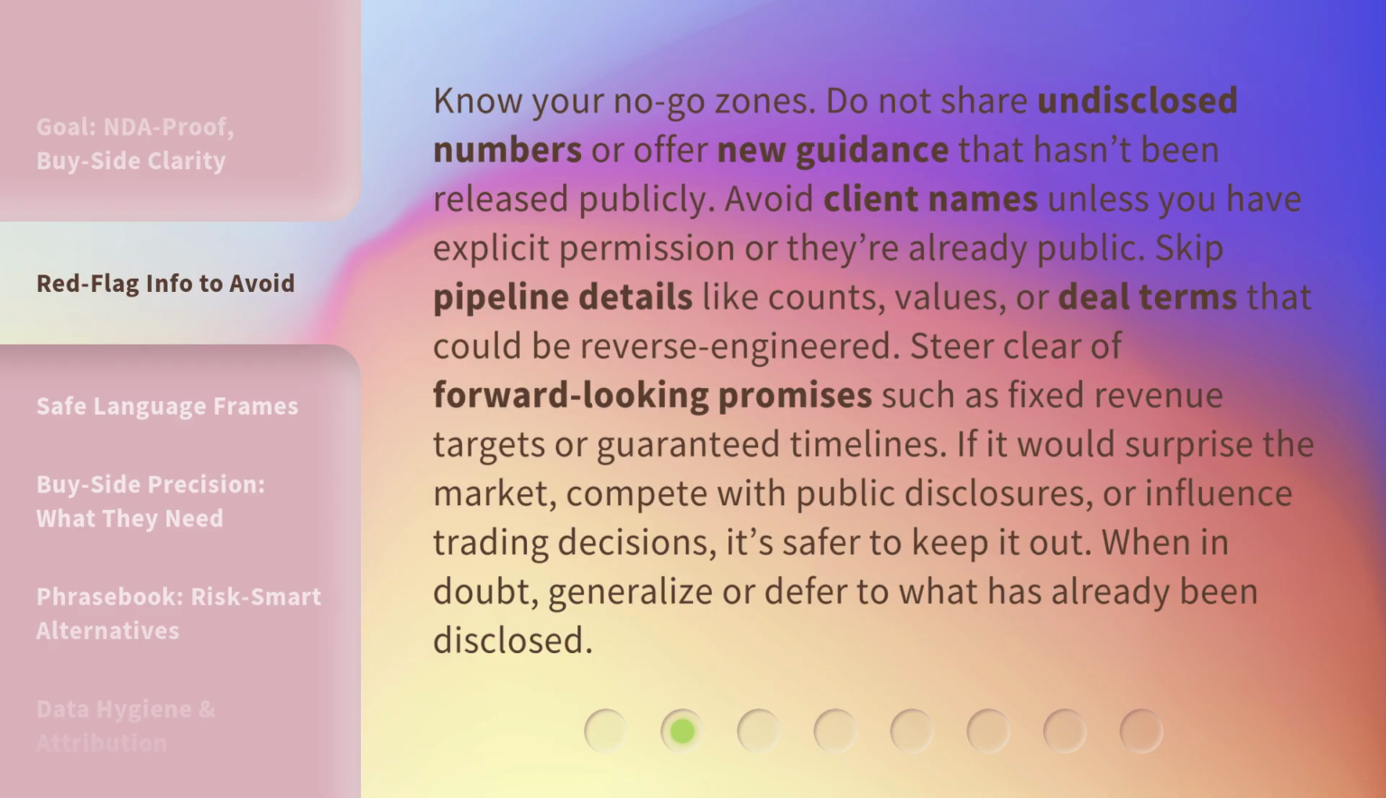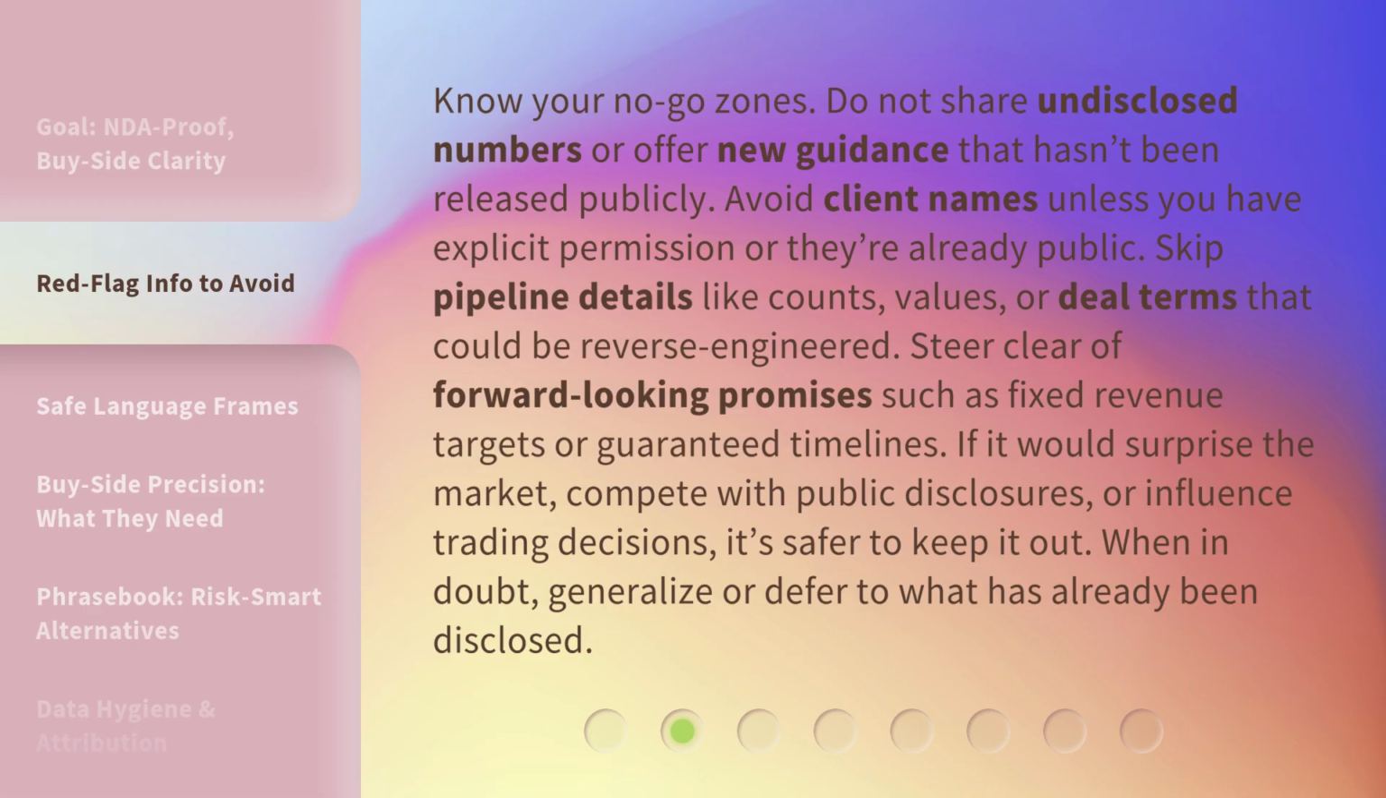Know your no-go zones. Do not share undisclosed numbers or offer new guidance that hasn't been released publicly. Avoid client names unless you have explicit permission or they're already public. Skip pipeline details like counts, values, or deal terms that could be reverse engineered.